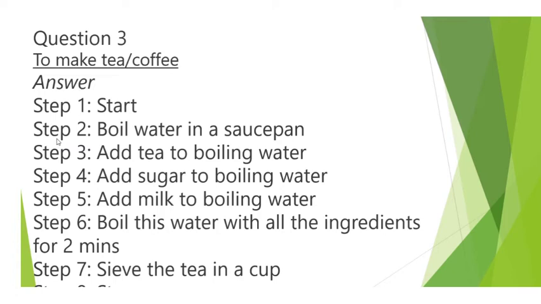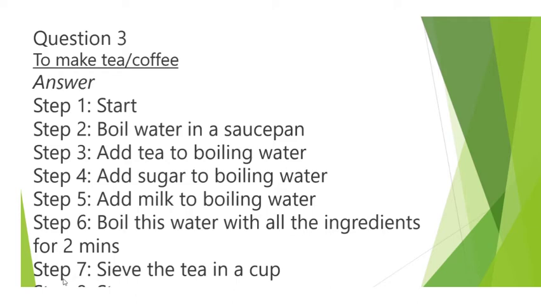Fifth, add milk to the boiling water. When your boiling water is ready, you are going to add milk. Now sixth step will be to boil this water with all the ingredients for 2 minutes. You have added water, sugar, tea, and milk, all the ingredients. Now what will be the next step? For 2 minutes you have to boil this water.